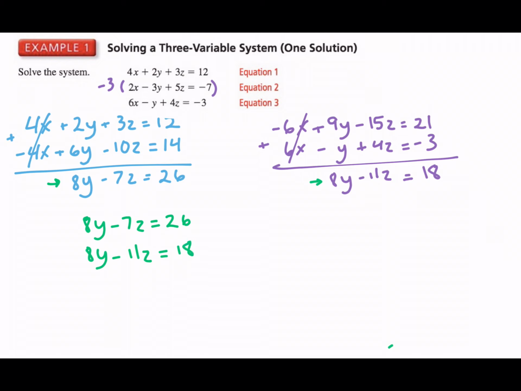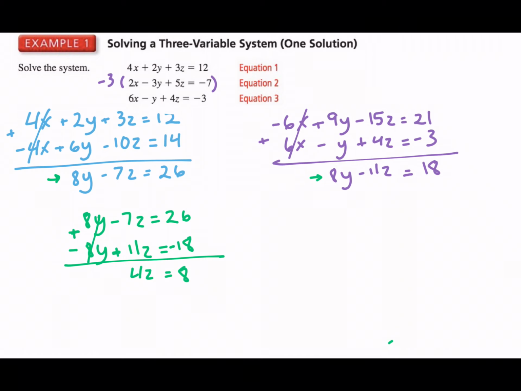I need to multiply everything in the second equation by a negative. So I have negative 8y. When I multiply by a negative, it becomes plus 11z, and then a negative 18. The reason I did that is so that the y's will cancel when I add my 2 equations together, leaving me with negative 7z plus 11z, which gives me 4z equals 26 minus 18 is 8. So now this I can solve, divide both sides by 4, and I get my first answer, z equals 2.